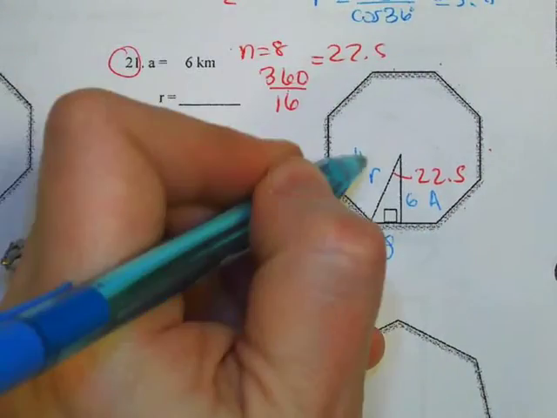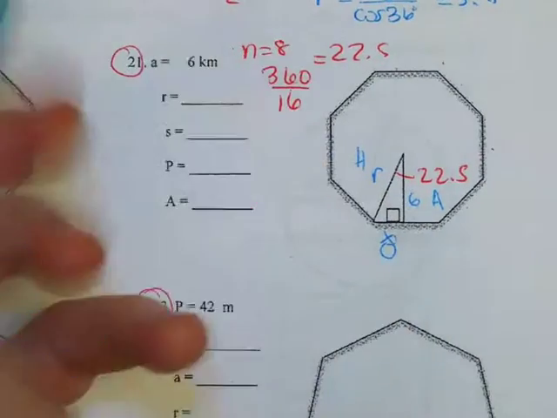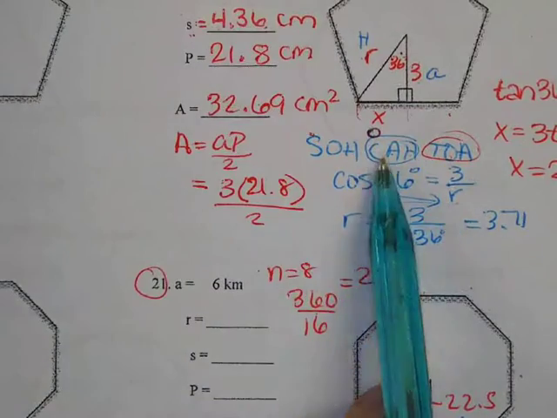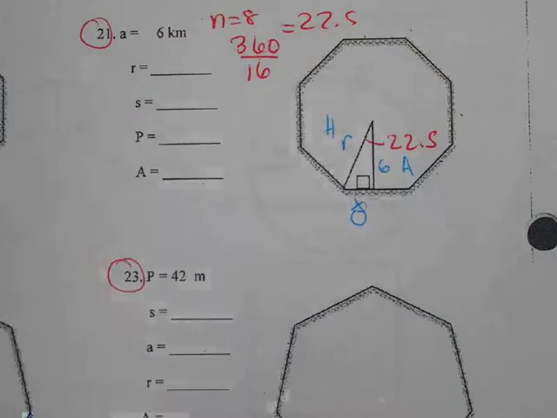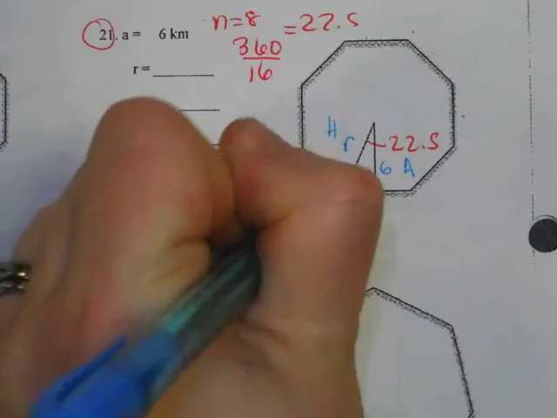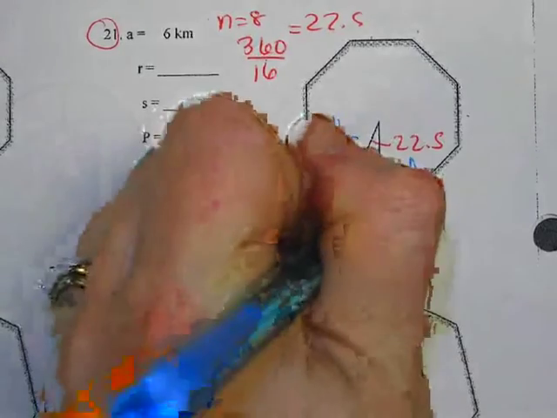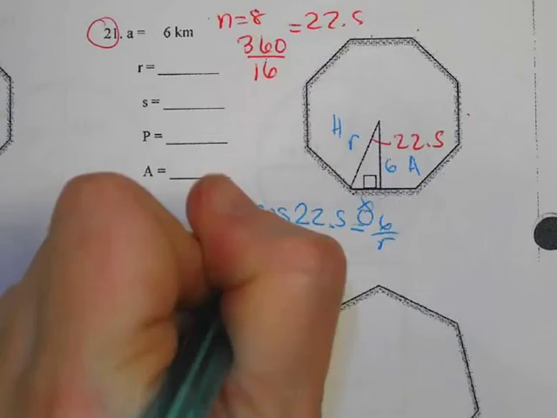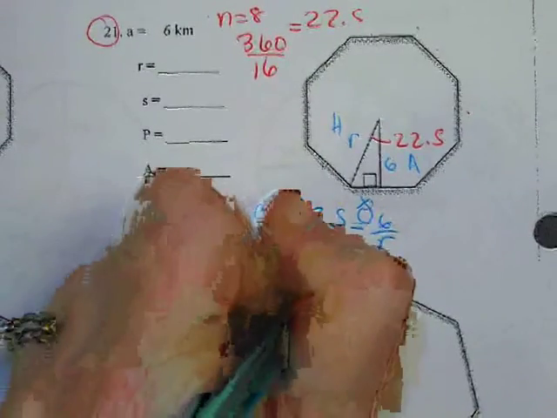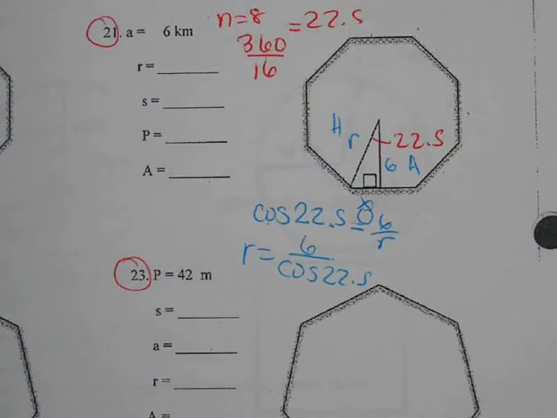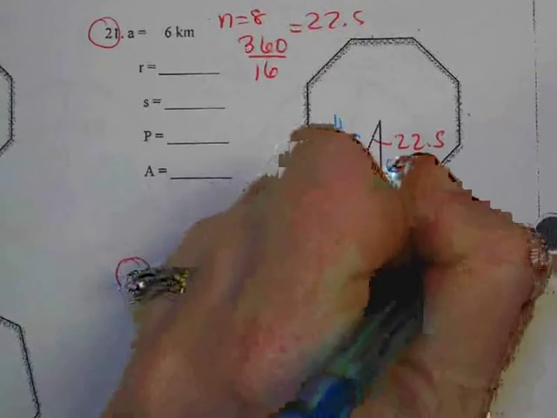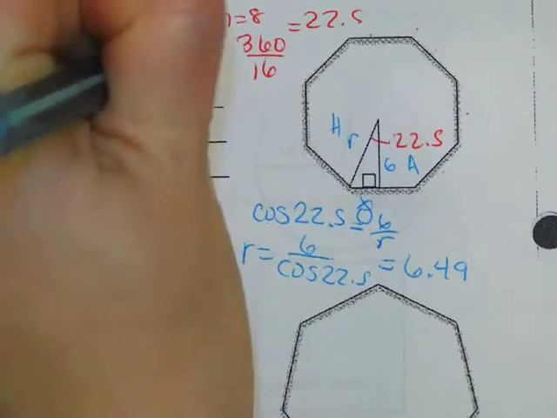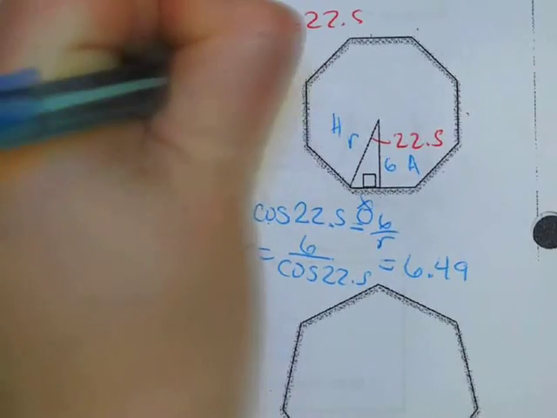If we're finding the radius first, I wanted to use A and H, which we go back to SOHCAHTOA up here. Tells us to use AH would be CAH. So I'm going to say cosine of my angle, cosine of 22.5 equals A over H, which would be 6 over r. Since we're dividing by r, I'm going to type in my calculator 6 divided by cosine 22.5. That comes out to 6.49. So my radius is 6.49 meters.